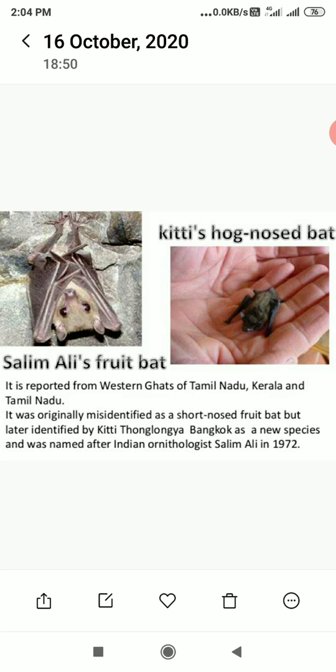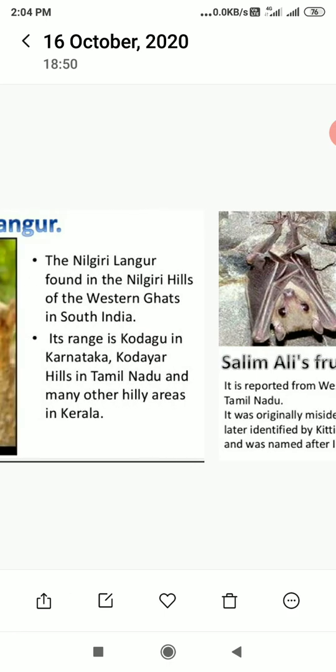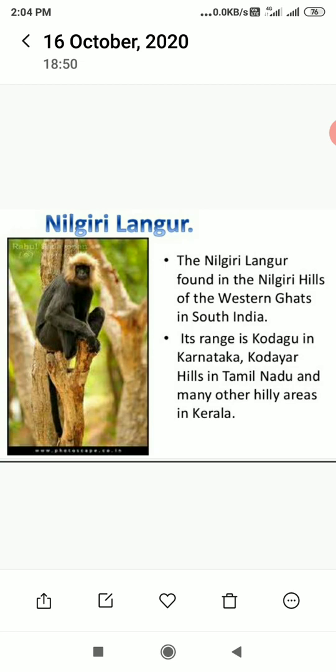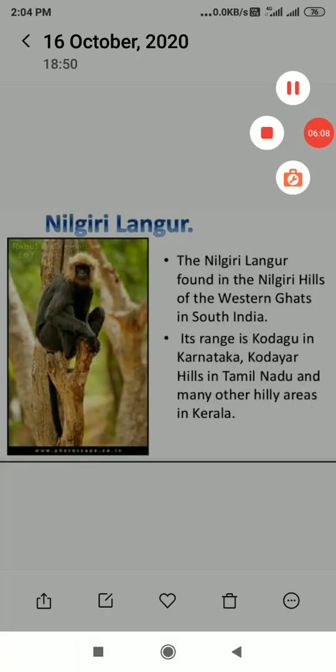It was originally misidentified as a short-nosed fruit bat, but later identified by Kitti Thonglongya, Bangkok, as a new species and was named after Indian ornithologist Dr. Salim Ali in 1972. Another endemic species is the Nilgiri langur. The Nilgiri langur is found in the Nilgiri hills of the Western Ghats in South India. It ranges in Kodagu in Karnataka, Kodayar hills in Tamil Nadu, and many other hilly areas present in the Kerala region.